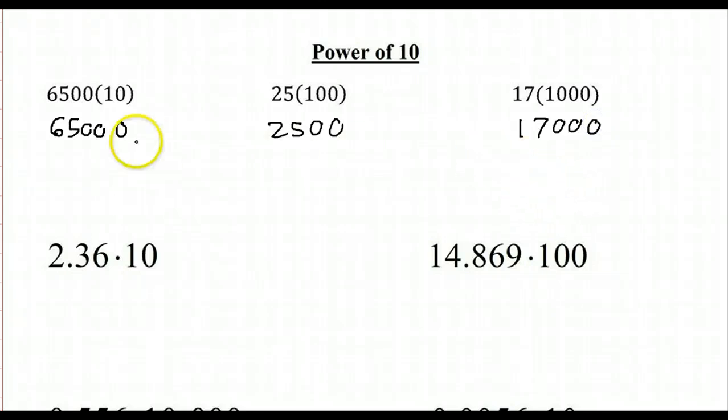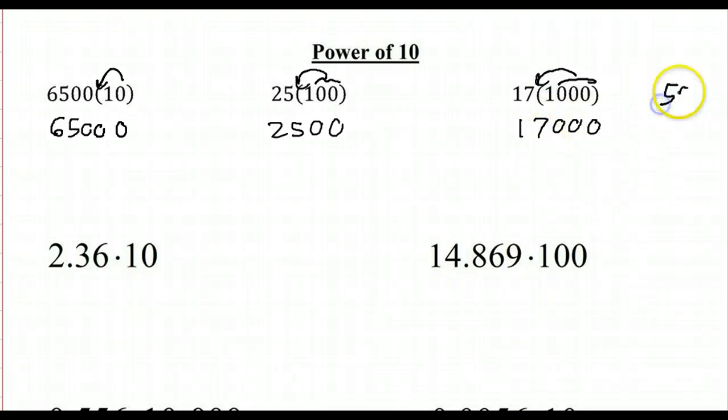The basic idea is this. If you have a whole number times a power of 10, all you're going to do is take that 0 and give it to that whole part. If you have two zeros, you'll take them both and give it to those two. These three, you give them as well.